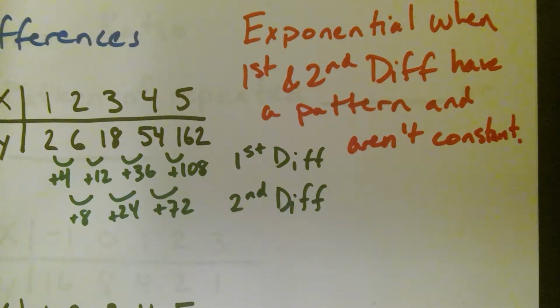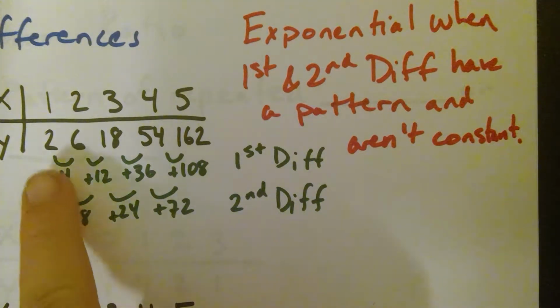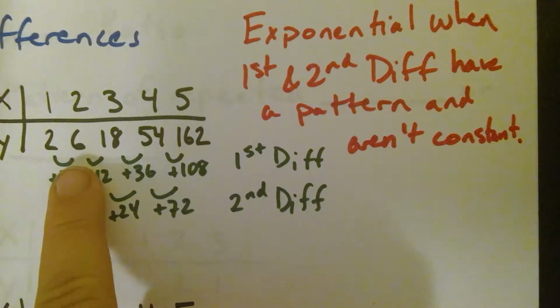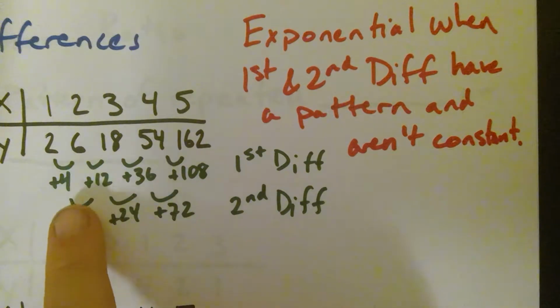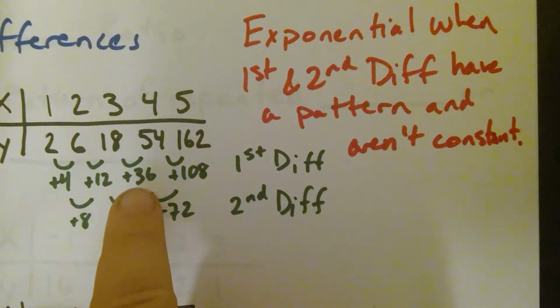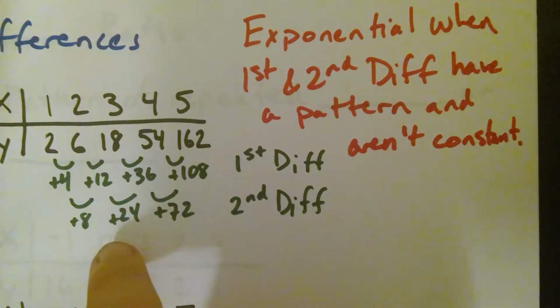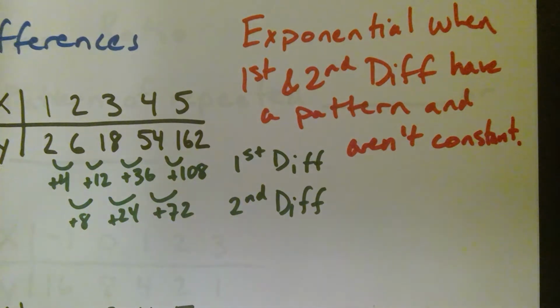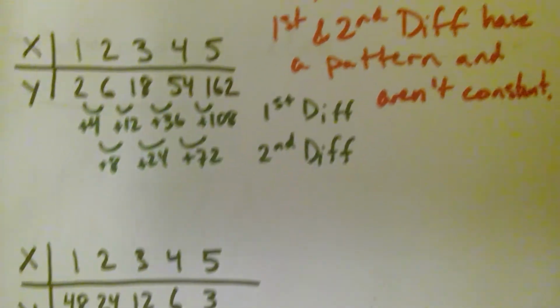If I'm looking here, I see this pattern of 2 times 3 is 6, 6 times 3 is 18, 4 times 3 is 12, 12 times 3 is 36, 8 times 3 is 24, 24 times 3 is 72. Since we don't have a constant, and there's a pattern going on there, we know that we have an exponential function. Let's go ahead and look at another one.